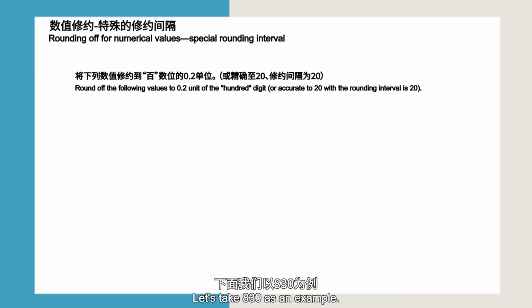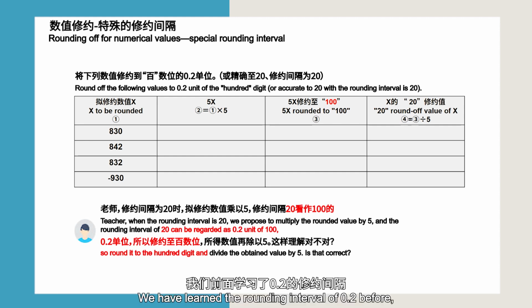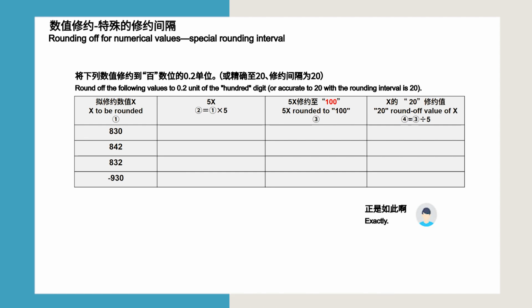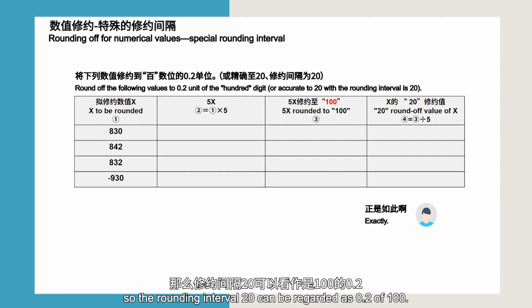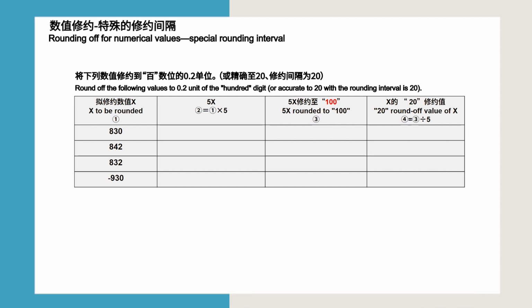Let's take 830 as an example. The rounding interval is 20. We have learned the rounding interval of 0.2 before. So, the rounding interval 20 can be regarded as 0.2 of 100. Then, we can take 3 steps according to the previous 0.2 rounding interval method.